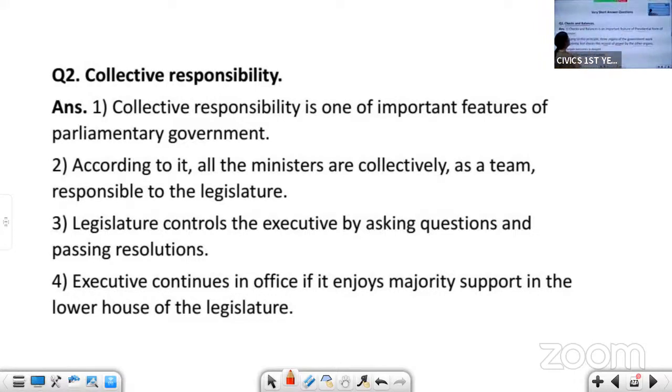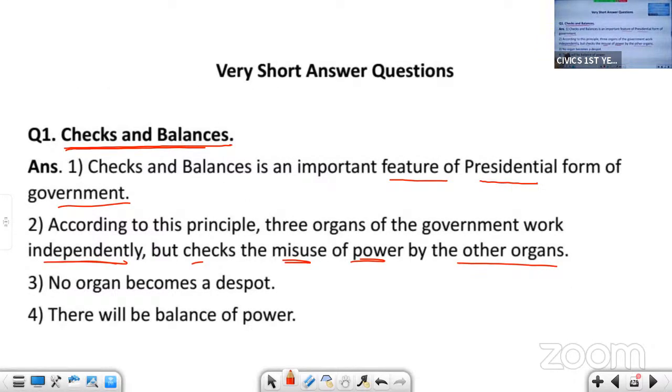So in checks and balances, the 3 organs of the government are independent of each other. But all the organs will check the other 2 organs for misuse of the power. So with this, what happens? No organ will become dominant or despot. So there will be balance of power.